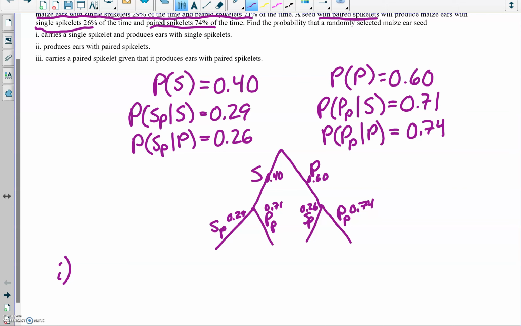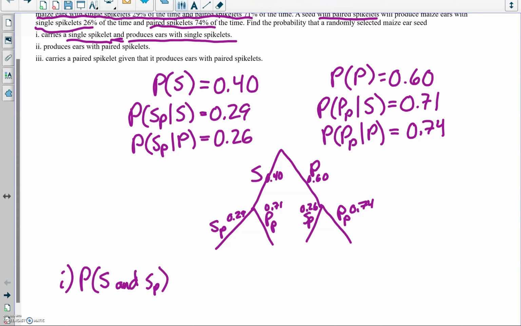And the first problem they want, it carries a single and it produces ears with single. So if I write this out, it's single and it produces ears with single. It would be the probability of S and that S_P notation that I'm using. And with the and, this is a dependent situation, so we do have to use the conditional probability. So I'm going to have here just the probability of single, and then times the probability of it's a single producer given that it came from that single group.